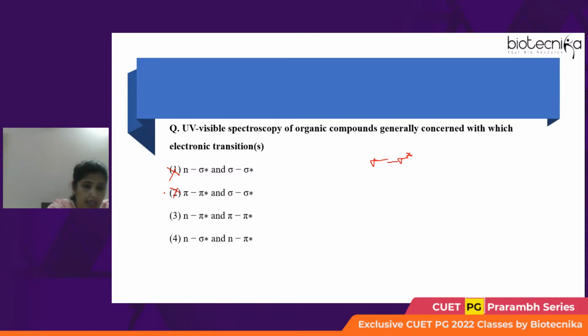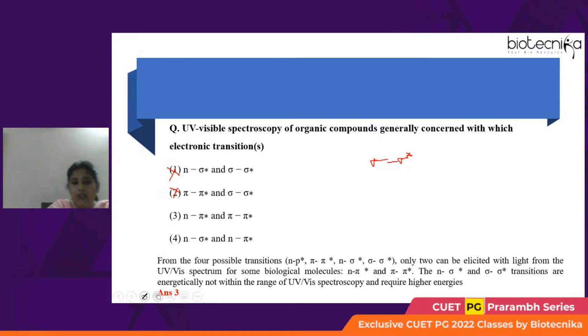So what is the answer? It should have pi electrons or non-bonding electrons. So the answer here will be option 3. Out of 4 possible transitions, only 2 can be elicited with light in the UV visible spectrum, right? So these are the 2. That means the answer is option 3. And non-bonding to sigma anti-bonding or sigma to sigma anti-bonding transitions are energetically not within UV visible spectroscopy and require higher energies.